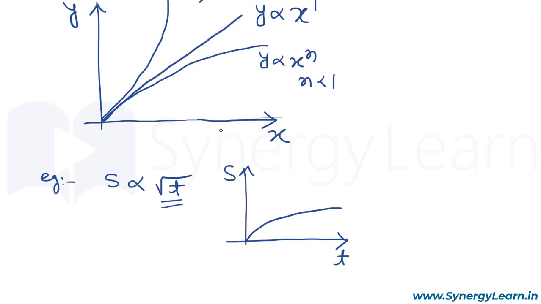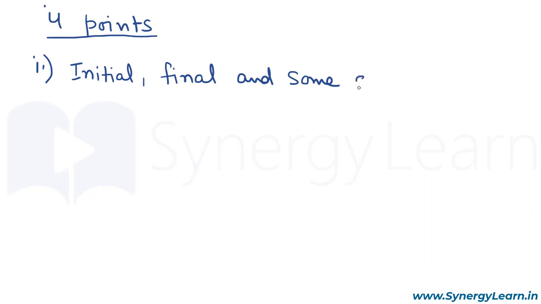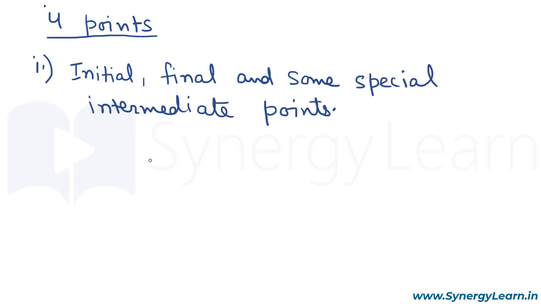Now, based on the nature of graphs used in physics, we are formulating 4 points which we will use for determining graph or interpreting questions based on graph. 4 points. Look for initial, final and some special intermediate points. That is, the values at the initial point, final point and some intermediate points should be looked upon. So, if we have options of graphs, then wrong options can be struck out based on these points.